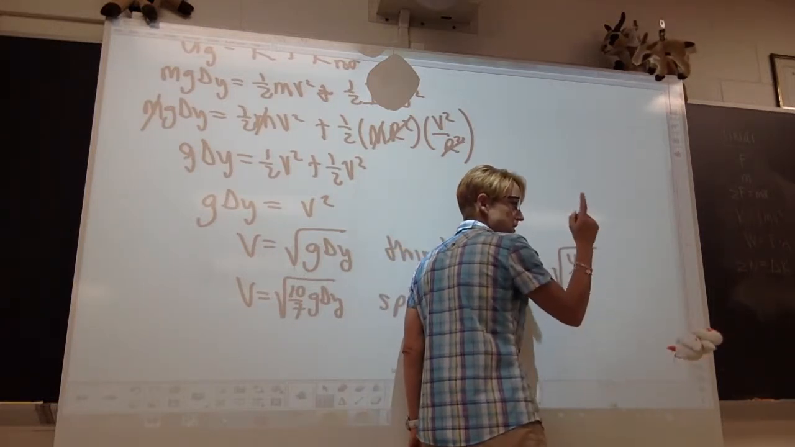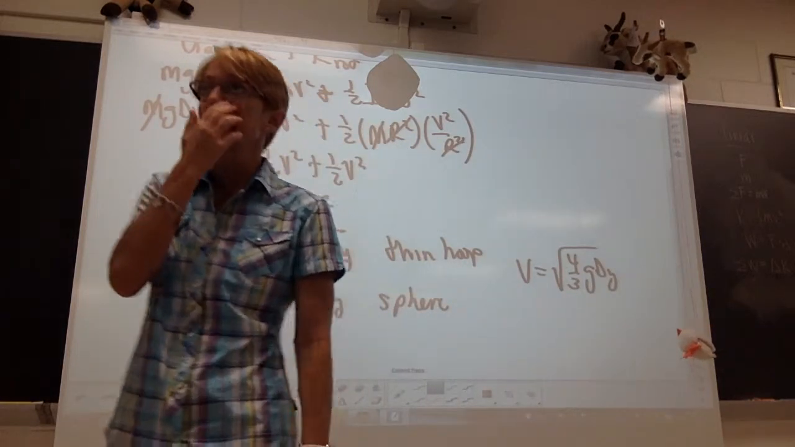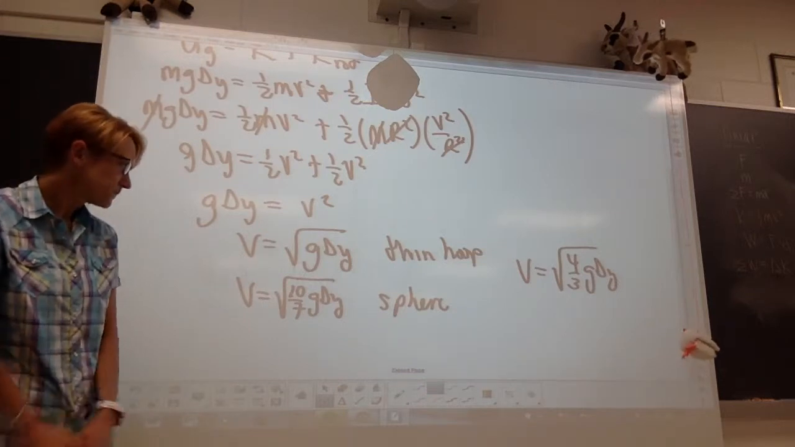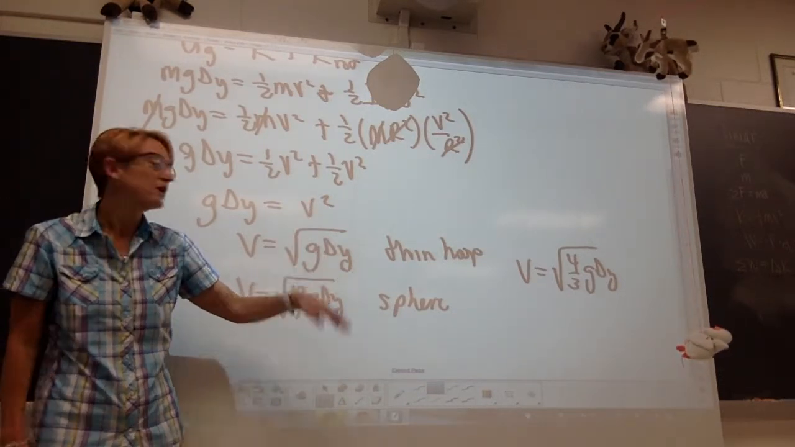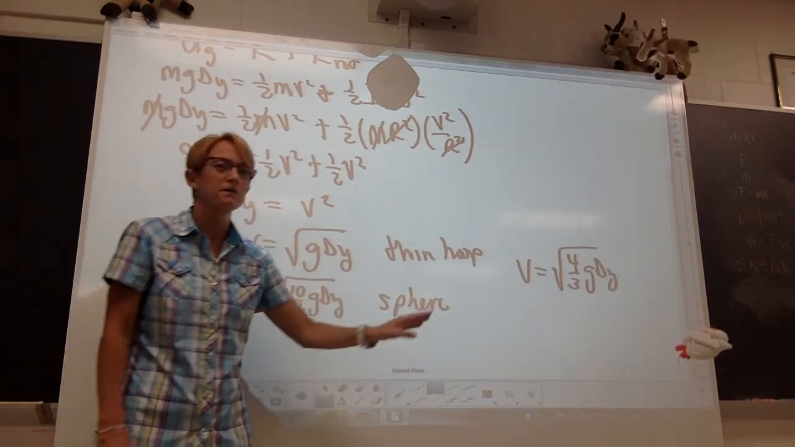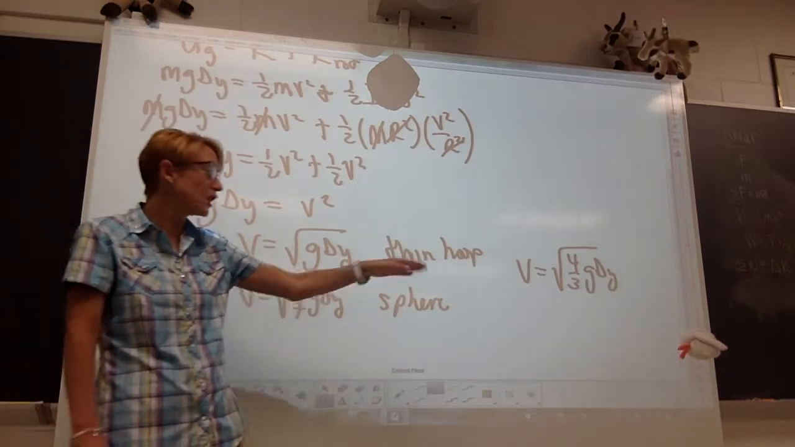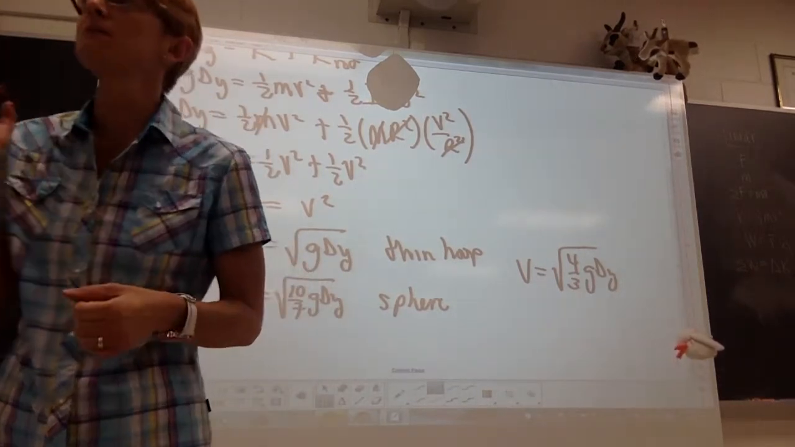And so the cylinder is root 4/3. Is that right? Is that what you guys got for the cylinder? You should have. Root 4/3. So, will the cylinder beat the thin hoop? Yes. The cylinder definitely beats the thin hoop. He's close to the sphere, but not exactly at the sphere.